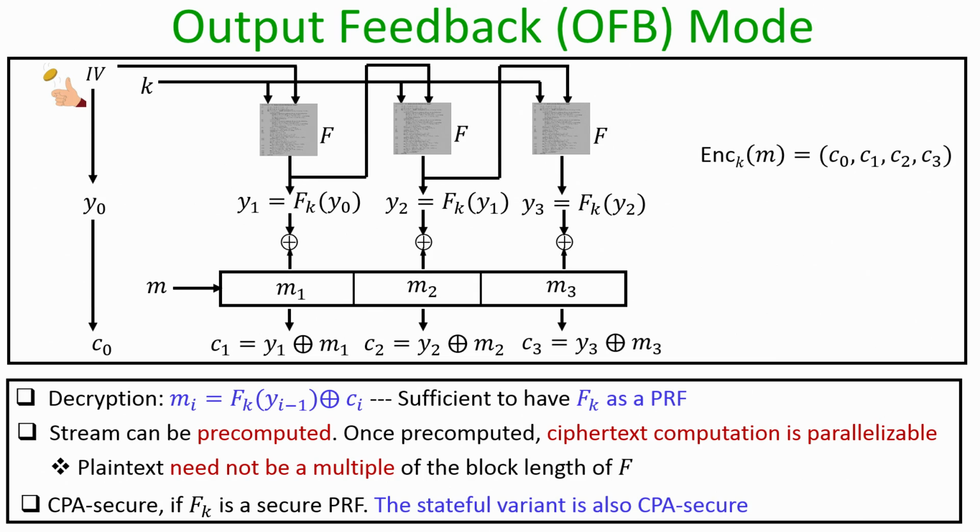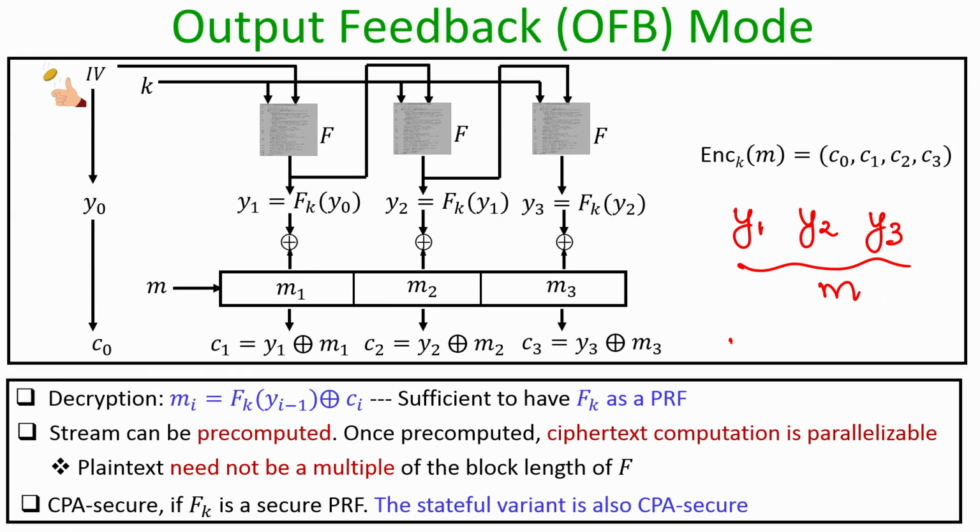Also, we can prove that the stateful variant is also CPA secure. That means, imagine a scenario where sender and receiver are synchronized and they have generated a pseudo random stream of pad y1, y2, y3, which is used to encrypt, say, message m.